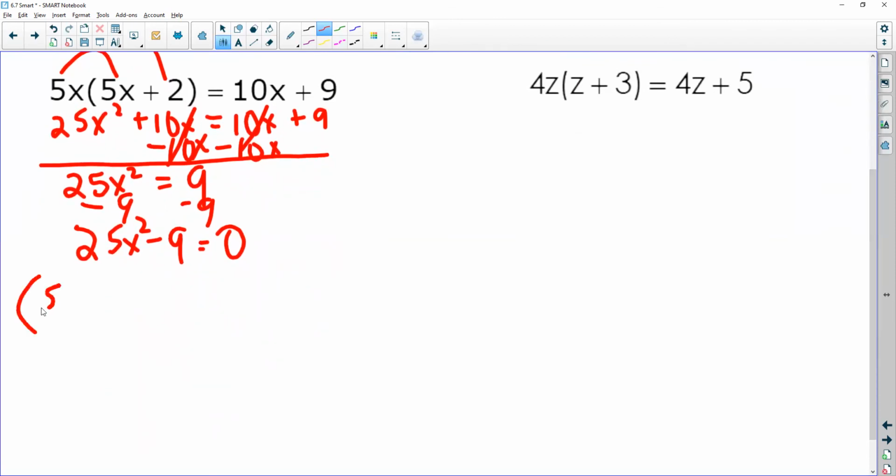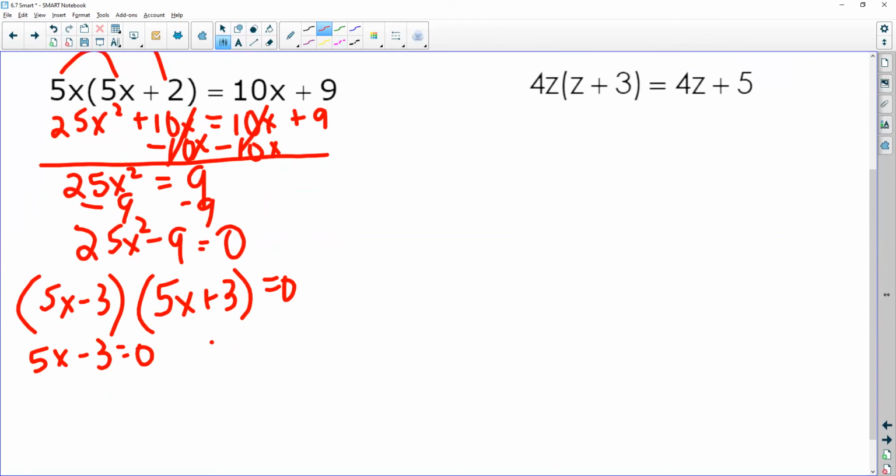So I'm going to do 5x minus 3, 5x plus 3 equals 0. And then I'm going to set them both equal to 0 like I've been doing. 5x minus 3 equals 0. 5x plus 3 equals 0. This side is going to be positive 3/5 equals x. The other one is going to be negative 3/5 equals x. All right, we lived through.